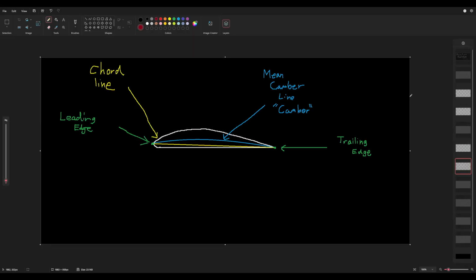Alright, so that kind of covers our design characteristics and most of the terms associated with the airfoil. We've got two more concepts in terms talking about the airfoil that we'll go over right now.